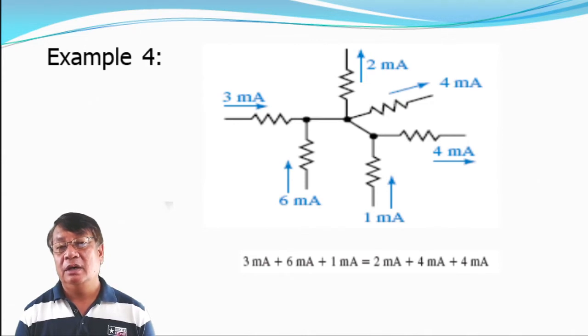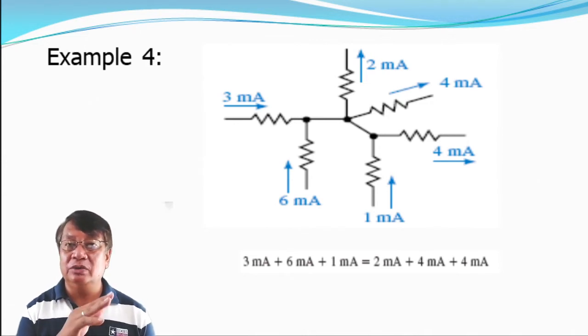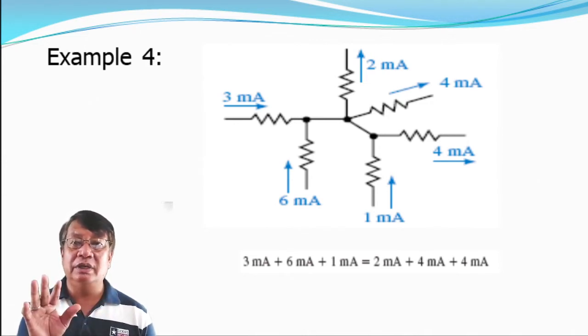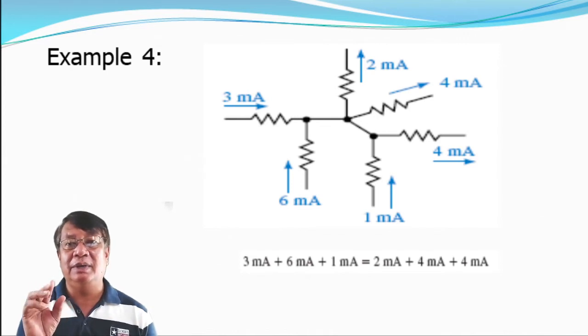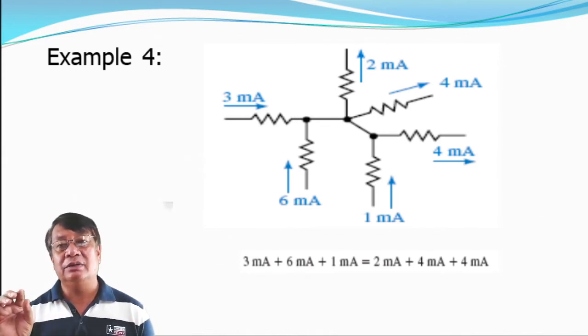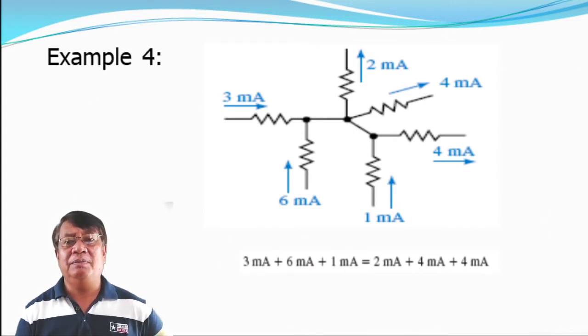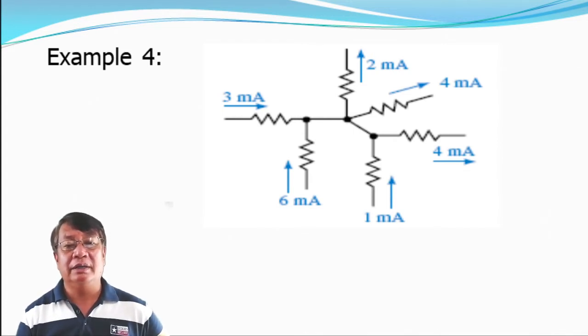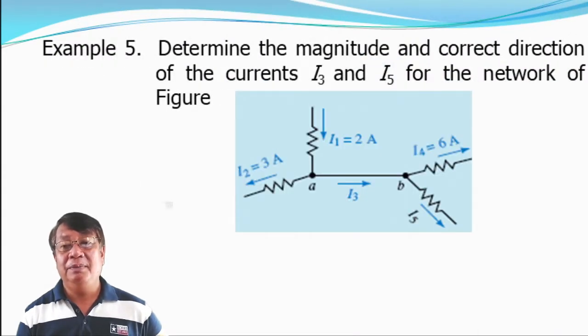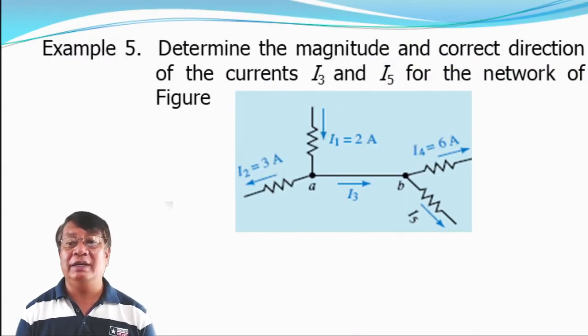Okay, 10 milliamperes entering that node, combined, and leaving that node is also 10 milliamperes. So that is an application of Kirchhoff's current law. For example number 5, this is another simple example.